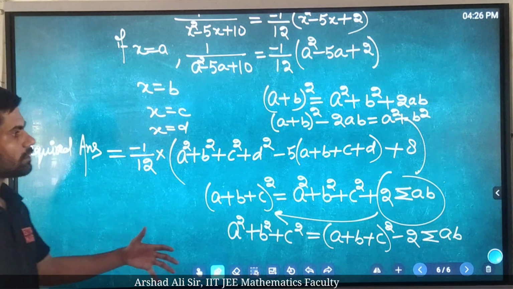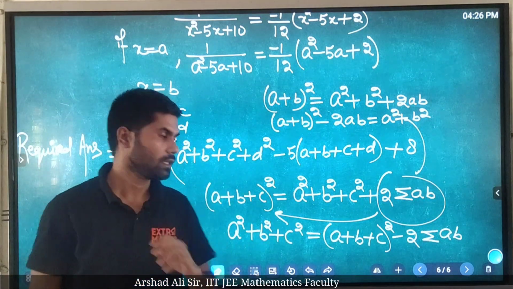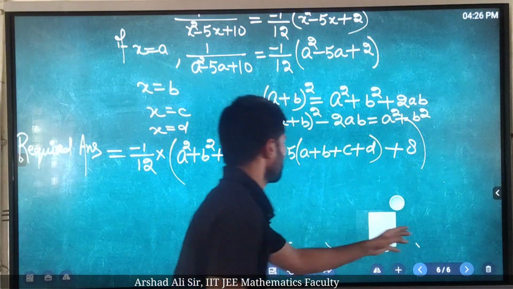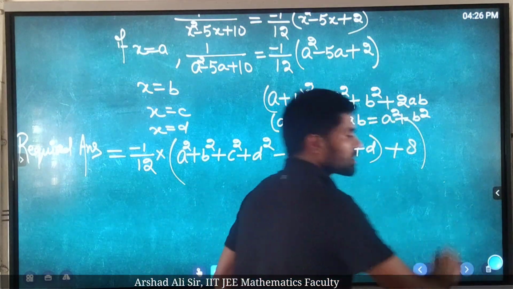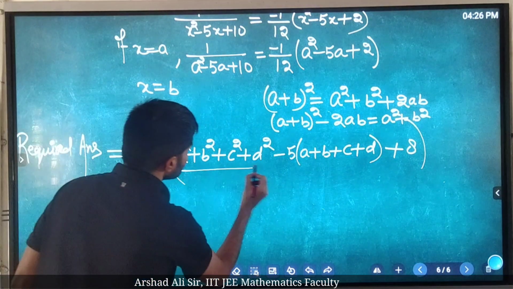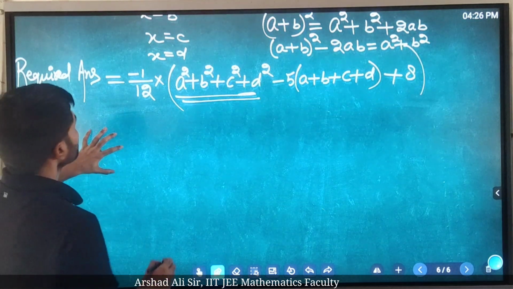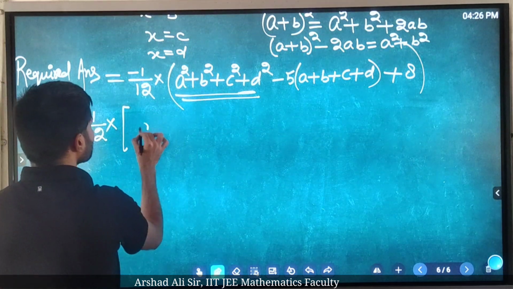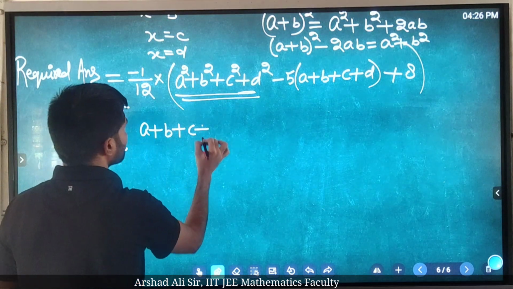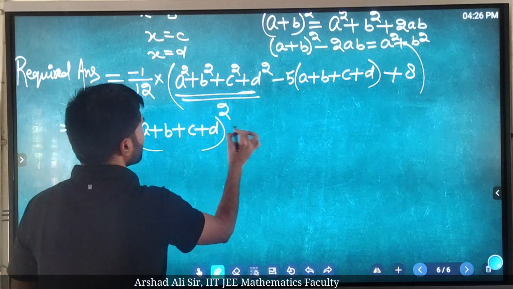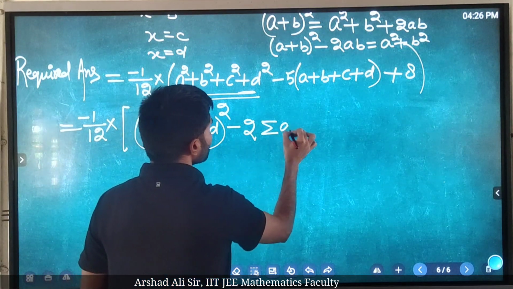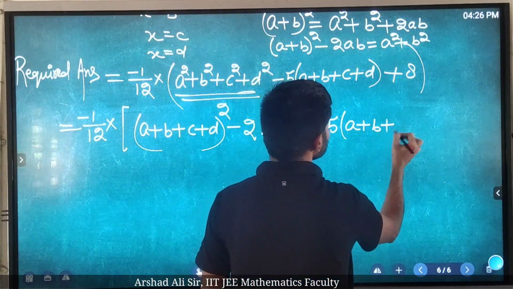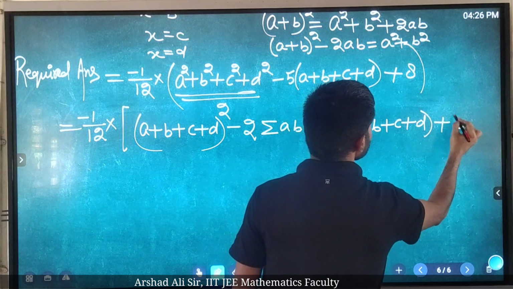Okay students, similarly we can find the formula for 4 roots. A plus b plus c plus d whole square is equal to a square plus b square plus c square plus d square plus 2 times summation of ab. So the main problem is this one expression. How can we change this? Minus 1 by 12 will be outside. Here, instead of a square plus b square plus c square plus d square, we can write a plus b plus c plus d whole square minus 2 times summation of ab, minus 5 times a plus b plus c plus d, and plus 8.